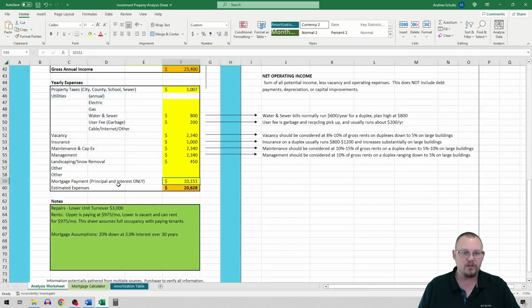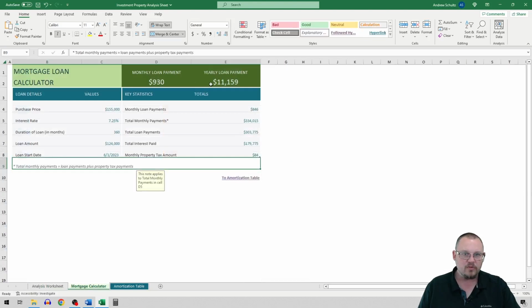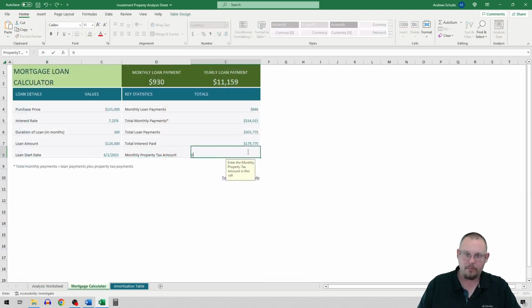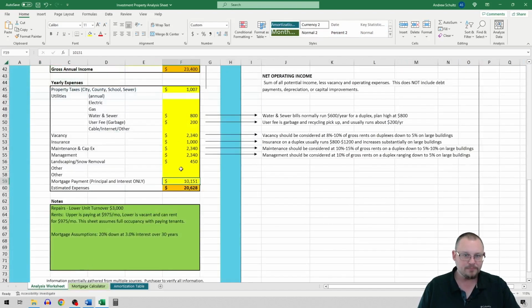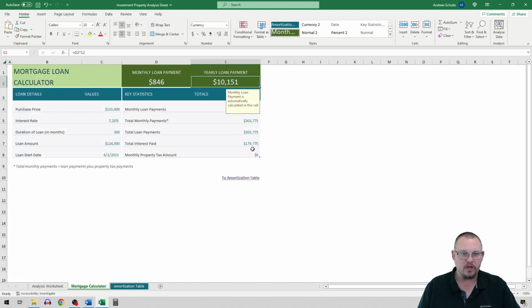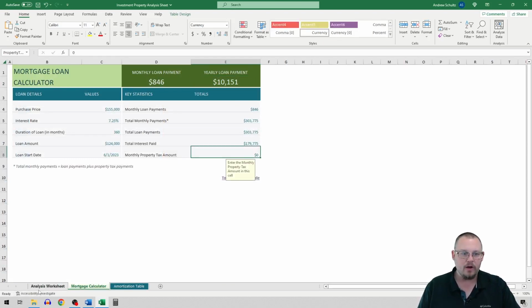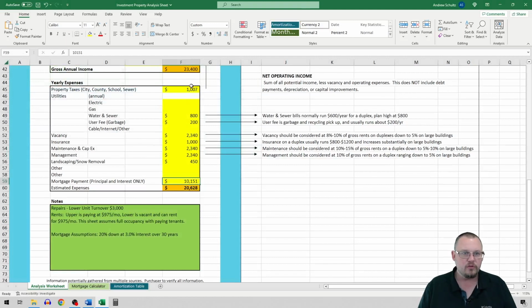Now, jumping back to the analysis spreadsheet, you can see that our 10,151, let's take that back to 0, comes from our yearly loan payment amount right here. And that's just the principal and interest. You can see that we took the property taxes back out of there and the insurance is not factored in on the loan calculator. Those two values, property taxes and insurance, are factored in on the main spreadsheet.